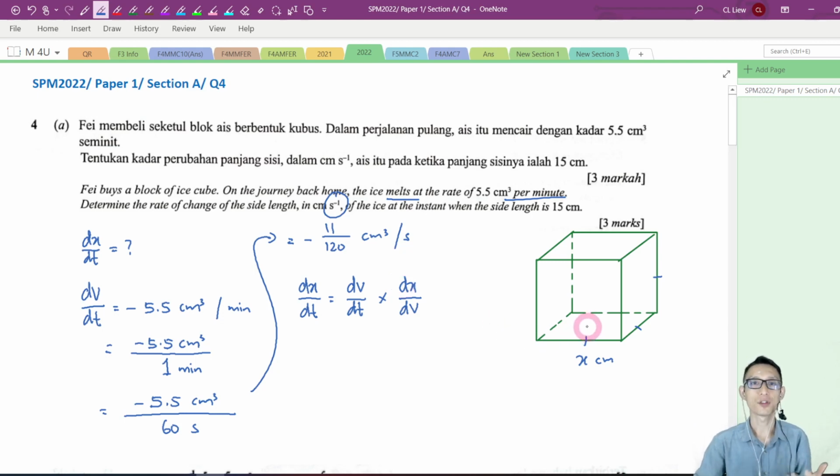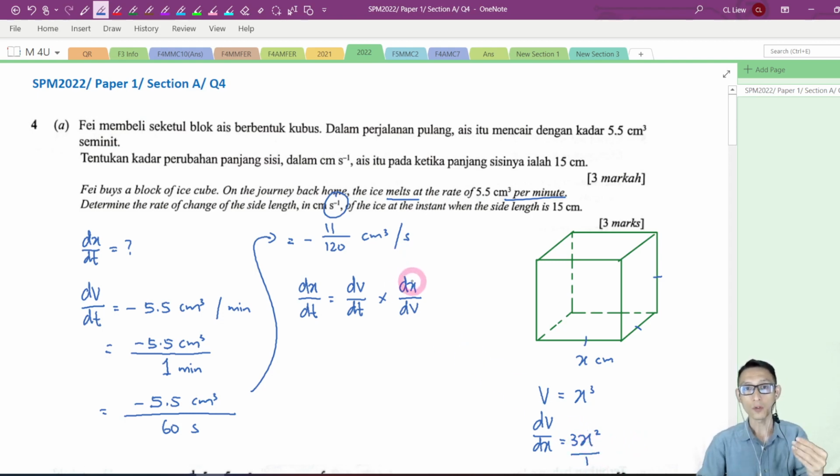So try to think, what's the volume formula for a cube? So volume is equal to x times x times x, which is x cubed. So from here, we will be able to get dV/dx if we differentiate this one. But we are looking for dx/dV. It's okay. So you just do dV/dx first. So this is 3x squared. Okay, so this is actually 3x squared over 1, right?